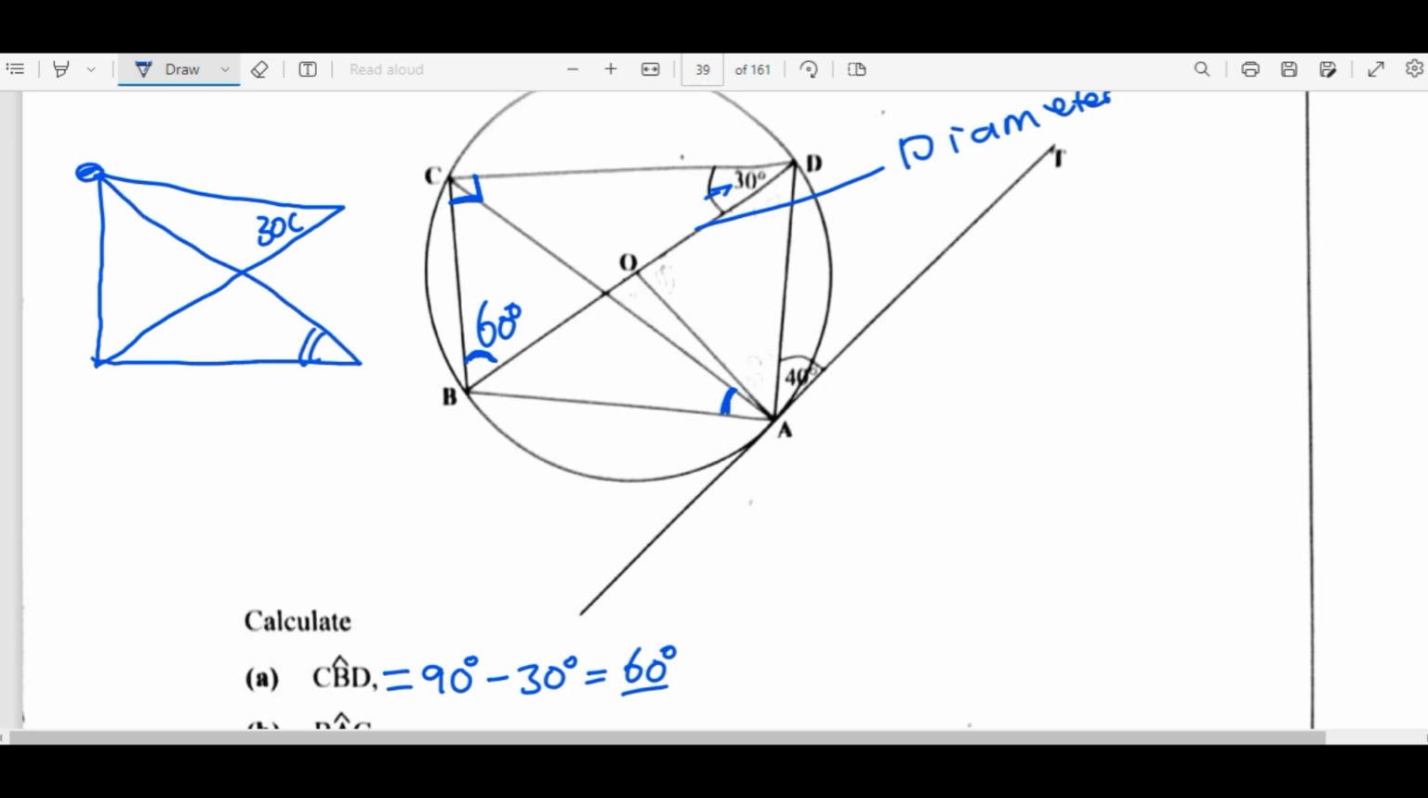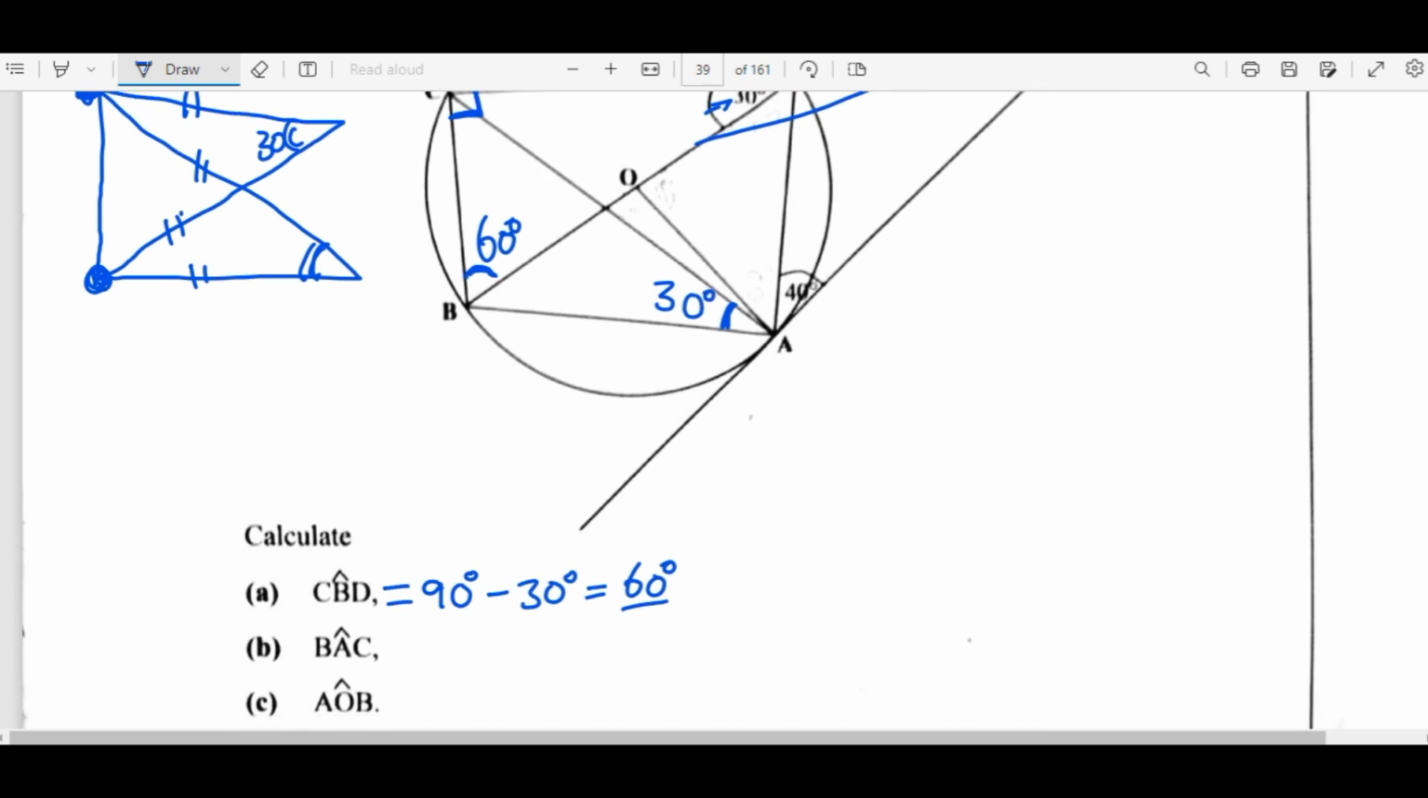Why? These 2 points, this point and this point, even these 2 points are originally on the same point. Even these 2 are also starting from here. So this angle here and this angle here must be equal, which is angles in the same segment are equal. So even here we have 30 degrees. So BAC is equal to 30.